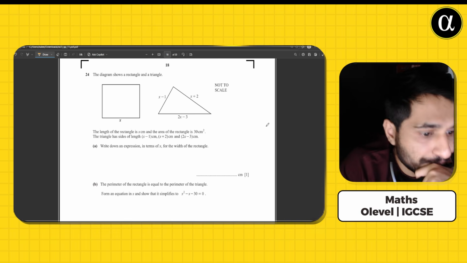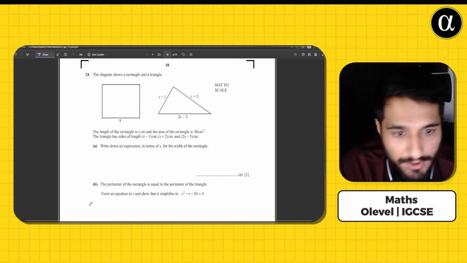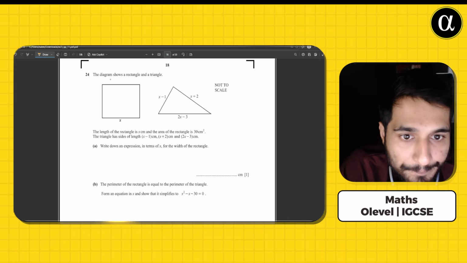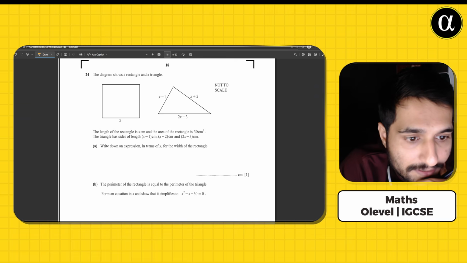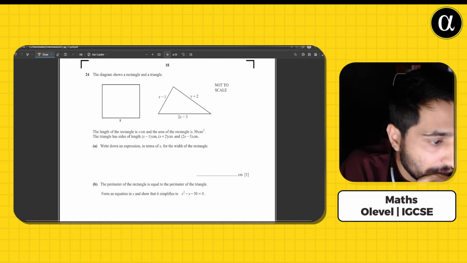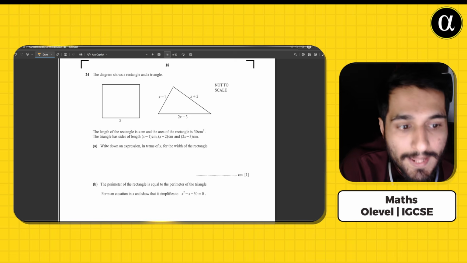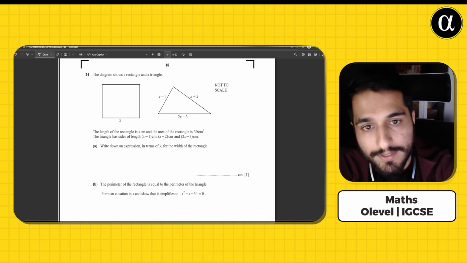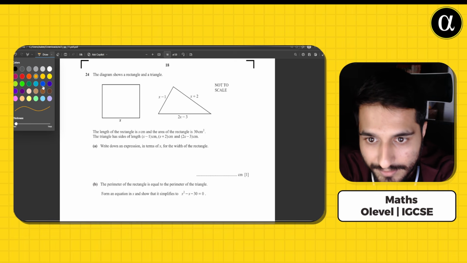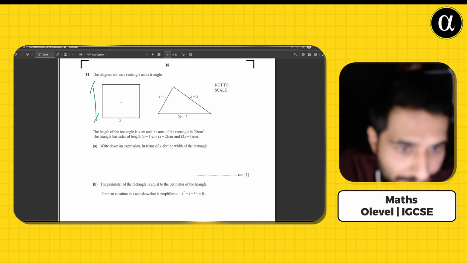Question 24. Question 24 states that the diagram shows a rectangle and a triangle. The length of the rectangle is x centimeters and the area of the rectangle is 30 centimeters squared. The triangle has sides x minus 1, x plus 2 and 2x minus 3. Write down the expression in terms of x for the width of the rectangle. Now this is potentially the width. If this is the width, we know that the area of this is 30.